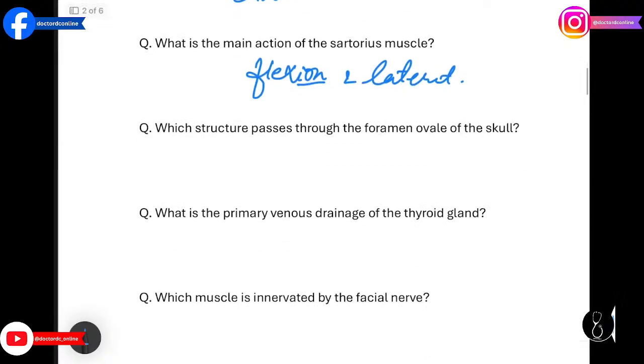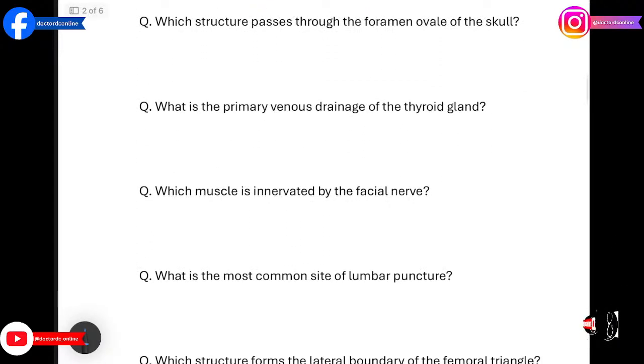The next question is, which structure passes through the foramen ovale of the skull? And the answer is mandibular nerve, V3. This terminal branch exits the skull to supply the muscles of mastication.